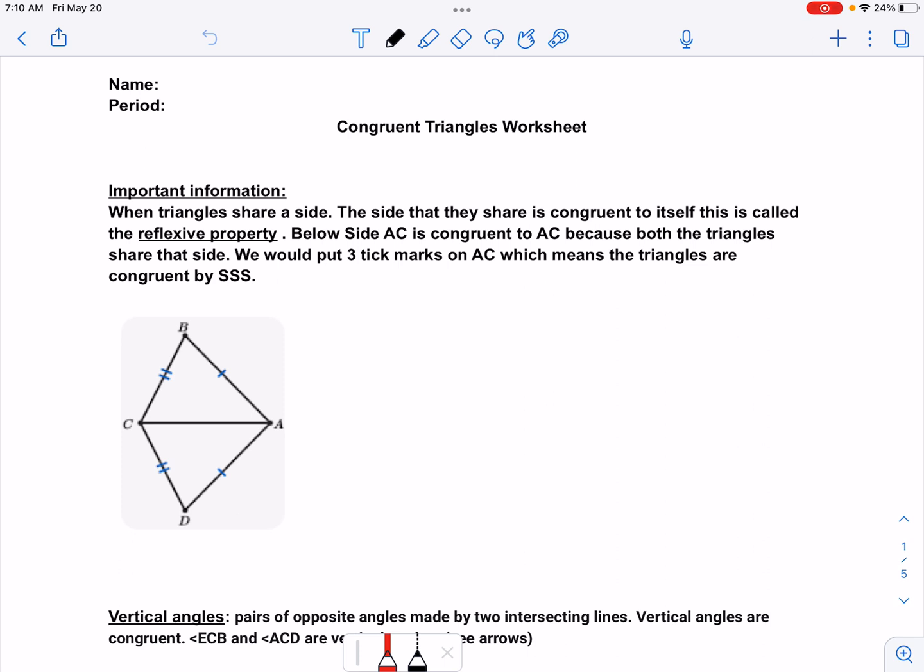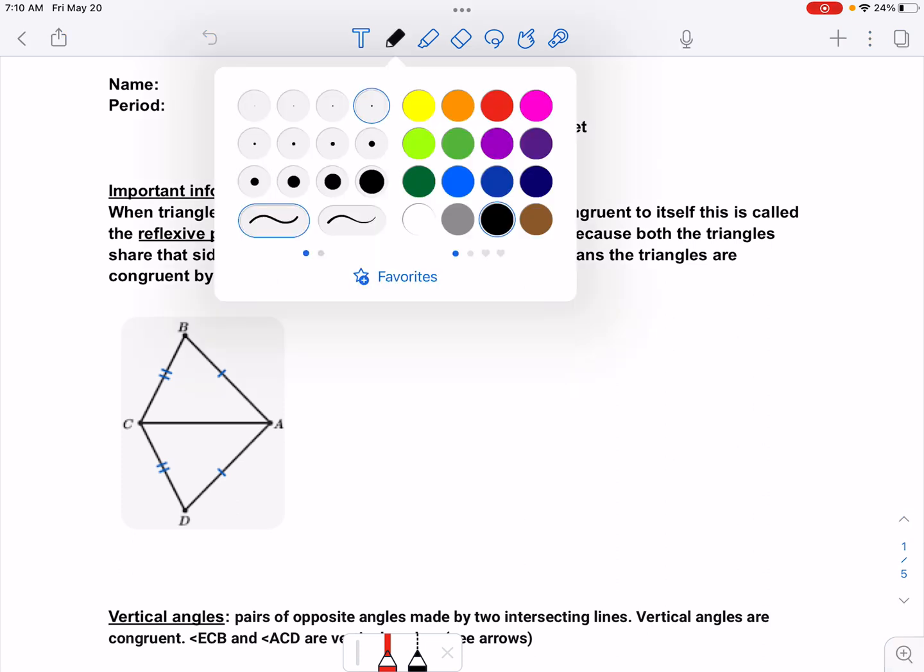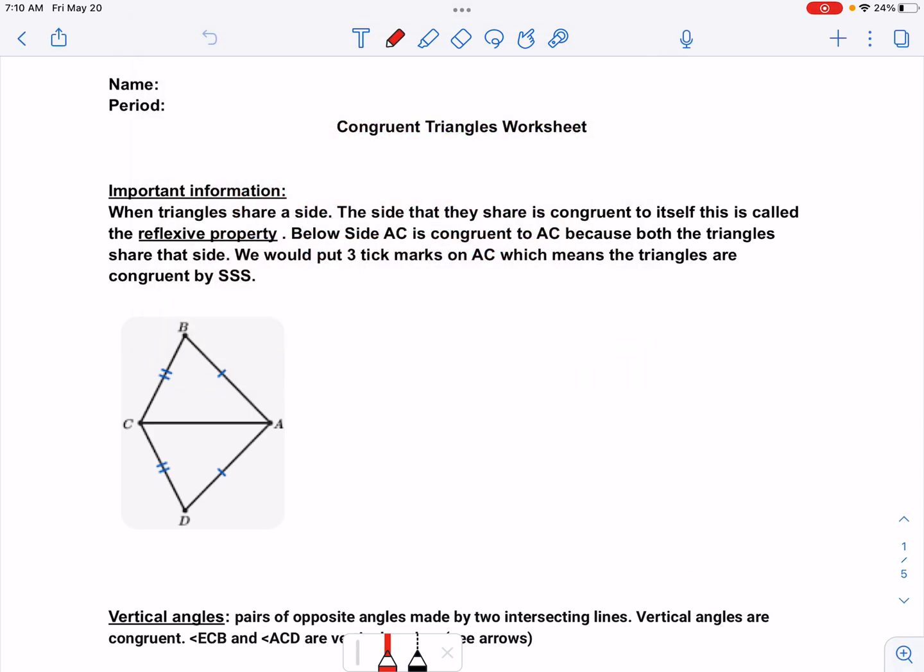We have something called the reflective property. So sometimes triangles are going to share the same side. The reflective property just means anything is congruent to itself. So when triangles share a side, that side is congruent. So when you look at triangles ABC and ACD, this side right here is shared by both triangles. So we would say that this side is congruent to itself.